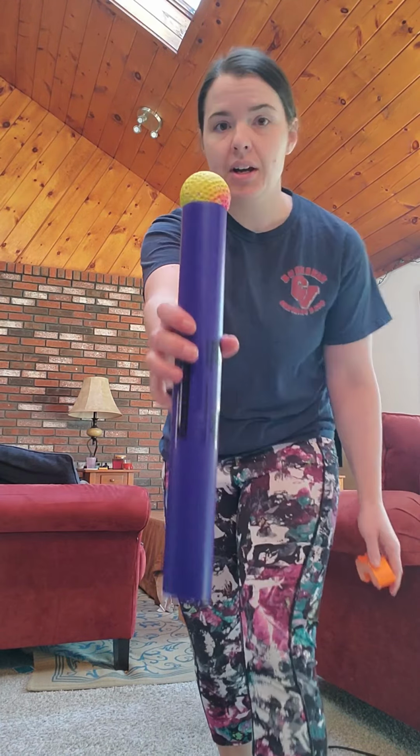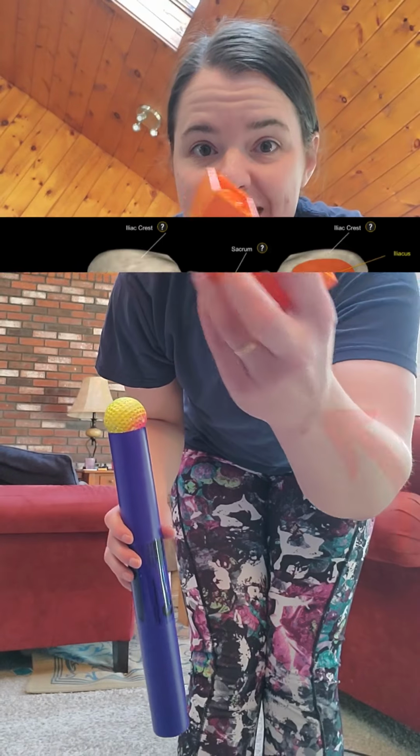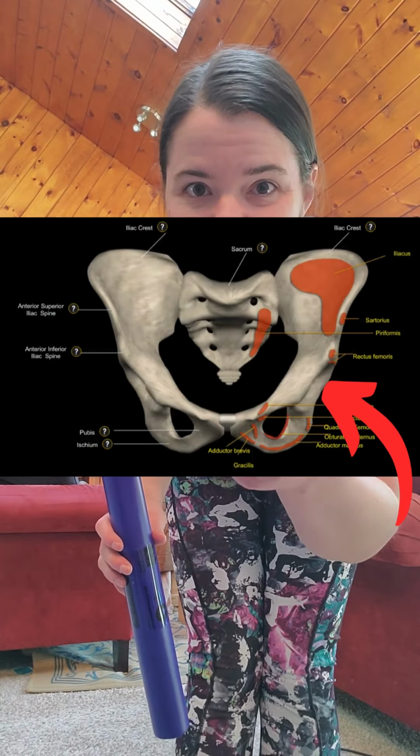How the hip joint moves when we walk. This is a femur. This is the head of the femur. It's convex. And this is a hip. This is the acetabulum. It's concave. Right leg, open kinetic chain.